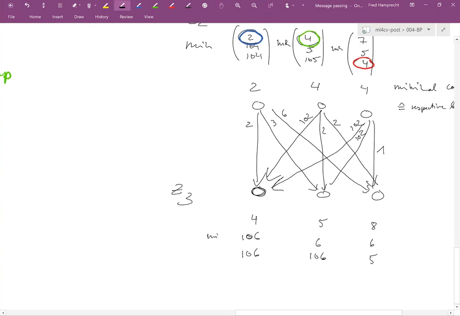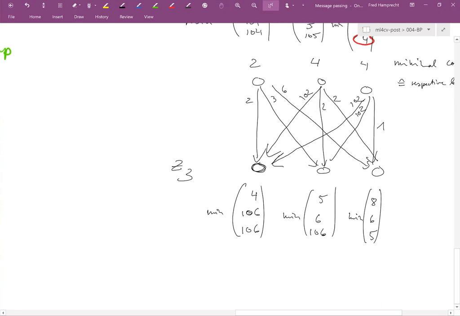Again, I take the minimum because I care about the cheapest path to any of these nodes, and the results of taking these minima are 4, 5, and 5.